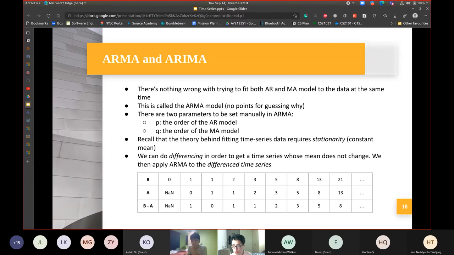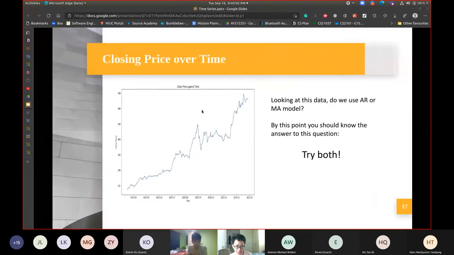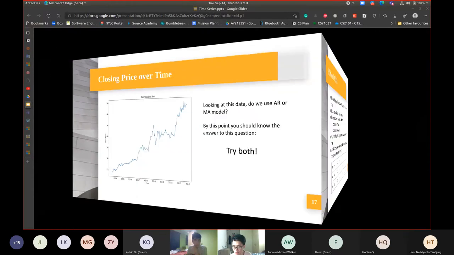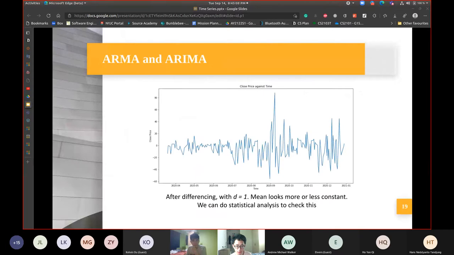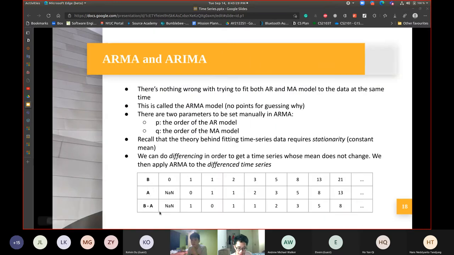Right. And if you do this trick of differencing to the Tesla data, which looks like this, you will actually get something like this, which looks much, much closer to stationary data than the original version, which is the Tesla upward trending stuff. Right? And this is done with D equals 1. So D here is how many time steps you shift your data. So what we did just now in this table is actually D equals 1 because you only shift B one step to the right. If you shift it 5 steps to the right, then D would be 5.